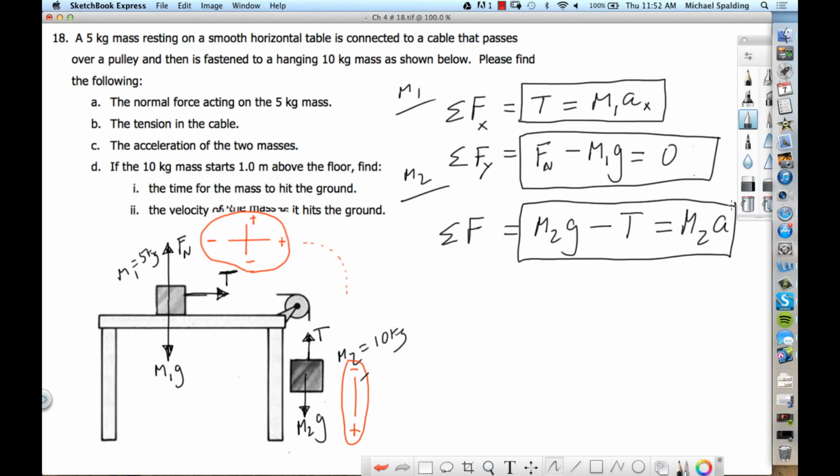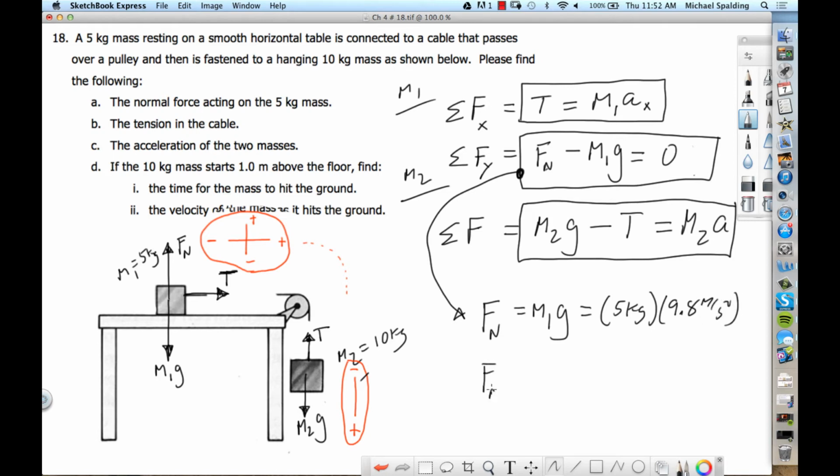If you did this correctly, if you did the free body diagram and your summing of forces looks like that, the only thing left to do is algebra, which is not too difficult. Now let's go through the questions. A, what's the normal force on the 5 kilogram mass? Take this equation and solve it for normal force. Normal force equals M1G, 5 kilograms times 9.8. So the normal force comes out as 49 newtons.